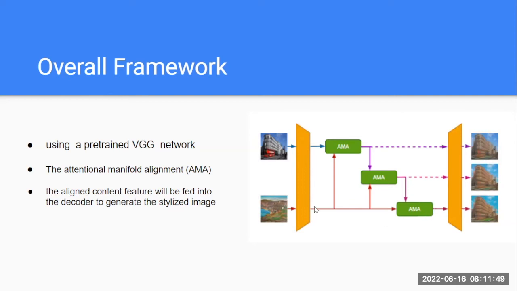By using a pre-trained VGG network to encode the content image and the style image, we obtain the features. The attentional manifold algorithm consists of an attention model and a space-aware interpolation model. Passed through the three AMA blocks, the content feature gradually fuses style information, during which the content manifolds are aligned to the style manifolds. In this way, the attention mechanism can capture the manifold distribution and render the semantic regions consistently.